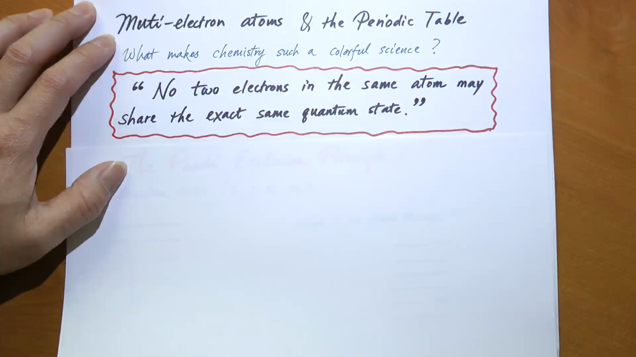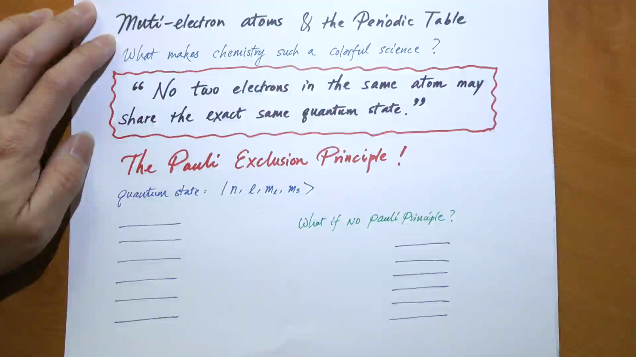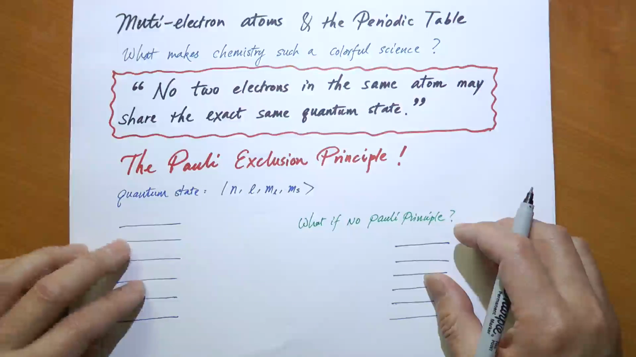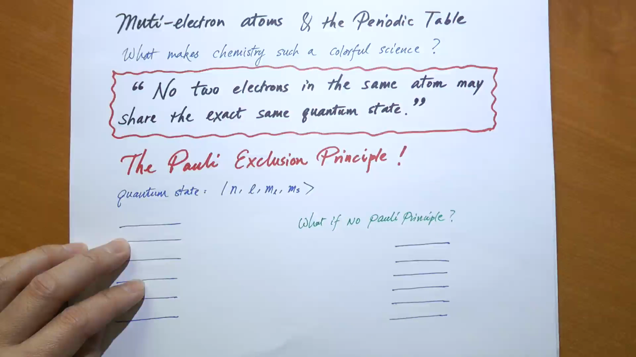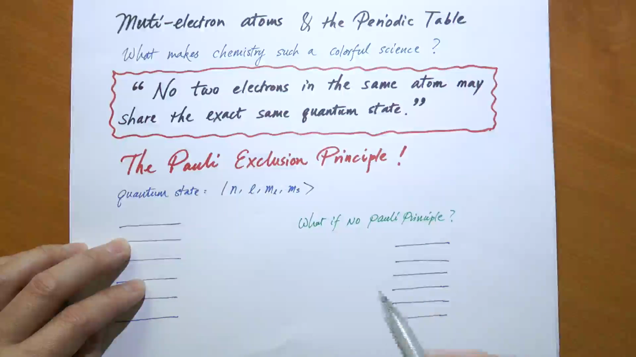No two electrons in the same atom may share the exact same quantum state. Many of you already know what this is. This is called the Pauli exclusion principle, sometimes simply called the Pauli principle or the exclusion principle. What exactly does it mean? It means that if we label the electronic state of each electron inside an atom with a set of quantum numbers, which we already did in the previous lectures.